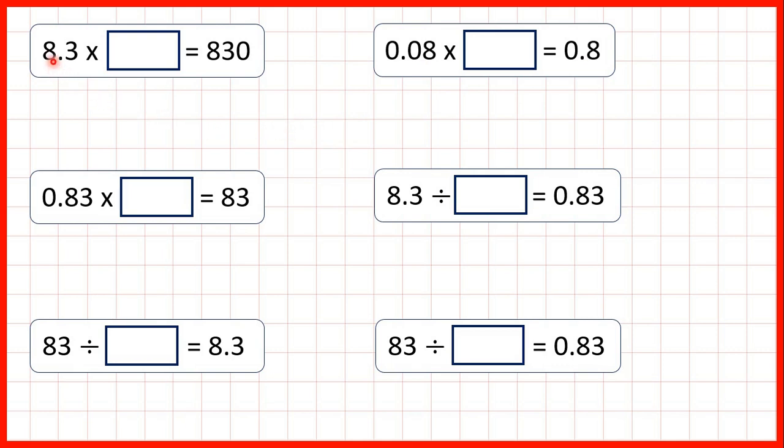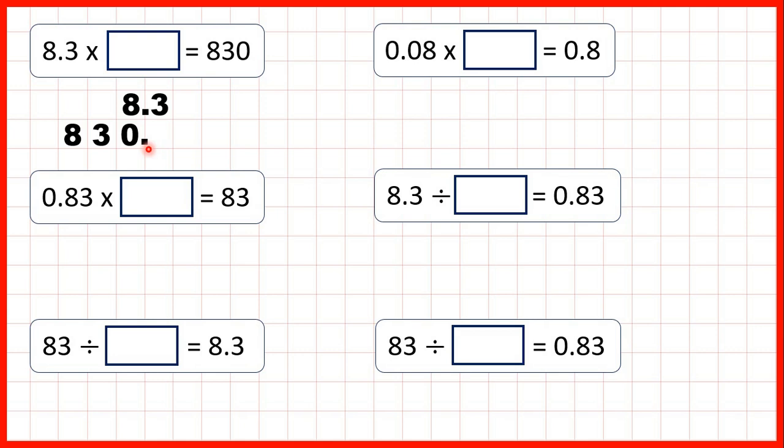So first we have 8.3 times what is 830. Now the way I like to solve these is to write both numbers out, one below the other, but with the place values lined up. And the way that we make sure the place values are lined up is to copy down the decimal point. Remember, if we have a whole number, we really have an invisible decimal point on the end. So we can write 830, so our answer, with a decimal point on the end.